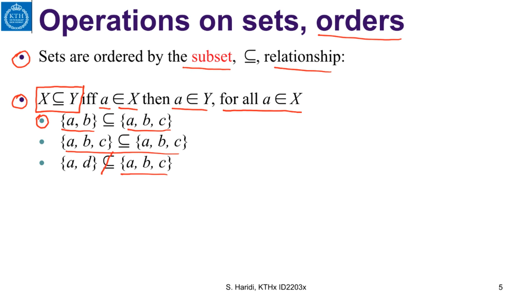Sometimes we also talk about proper subsets. And proper subsets means that we can define it like this. X is a proper subset of Y if and only if, that is the definition, X is a subset of Y and X is not equal to Y. So a proper subset excludes equality.